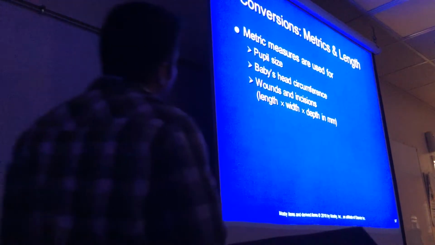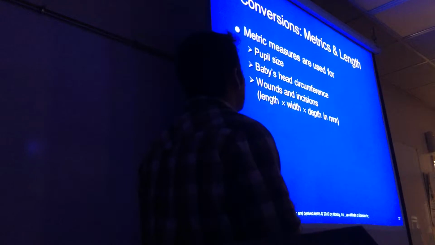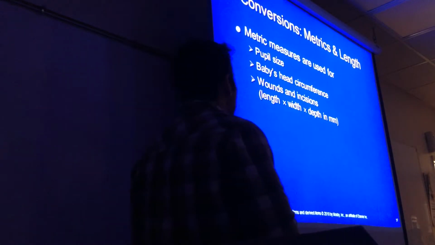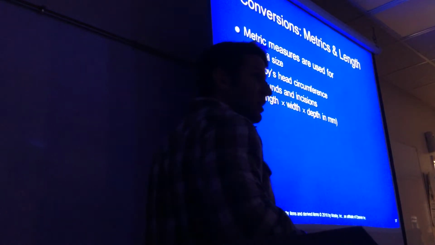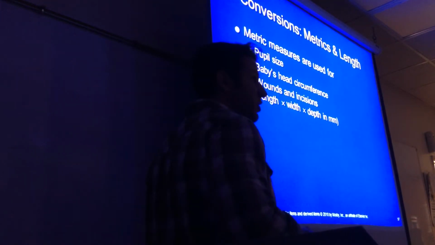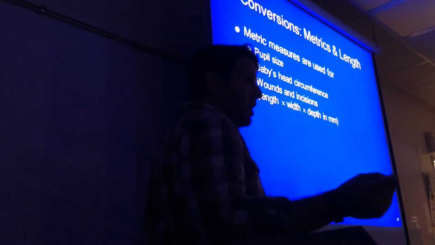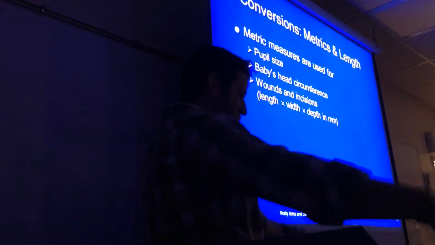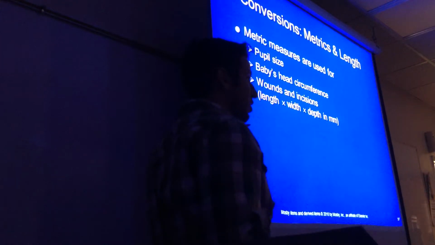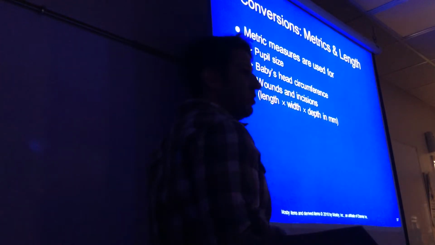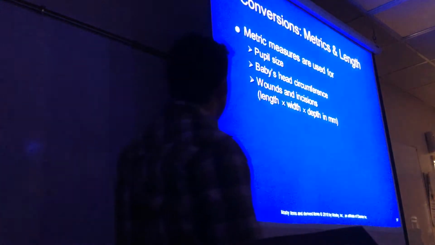So metric measures are used for pupil size, baby head circumference, and wounds and incisions, okay? So when we do big wound vacs, or we have these big open bellies that we have to change the dressings on, in ICU we get out our little sterile tape measures, because we want to keep everything sterile. We put them in there and measure the wound and measure the depth, because we want to monitor healing, that it's not getting bigger or getting worse. We want to make sure it's healing and getting smaller, right, these wounds. So we monitor them closely.